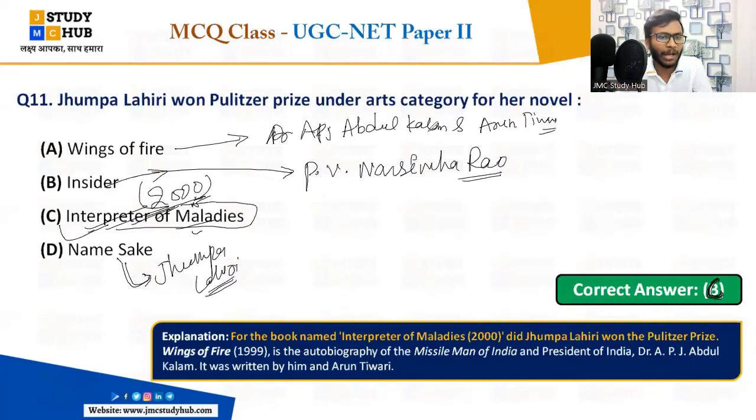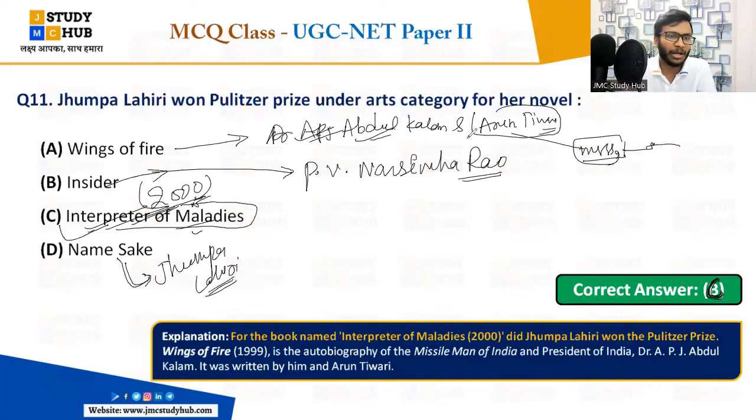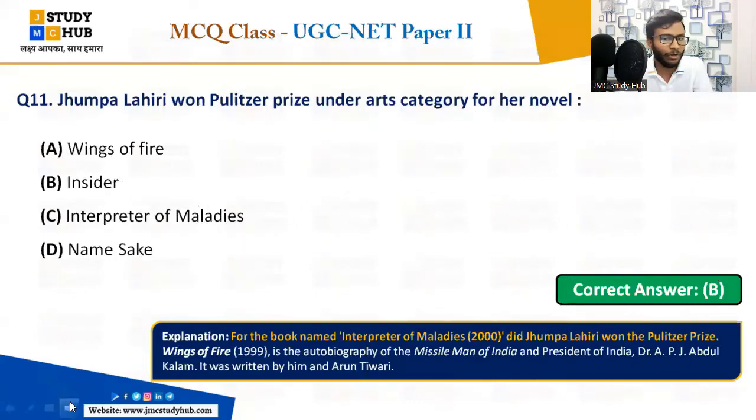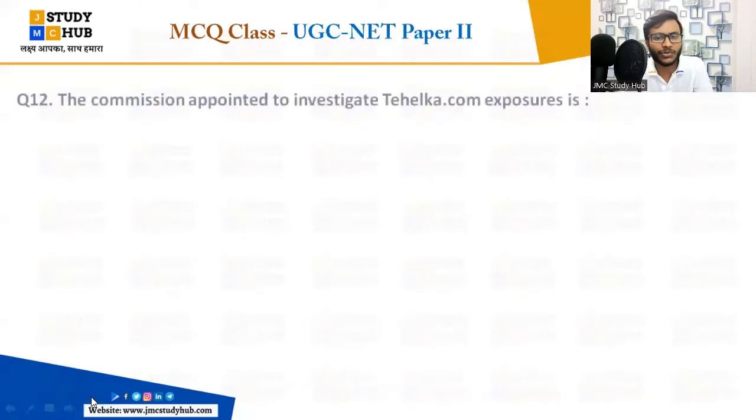It is the biography of the Missile Man, Abdul Kalam, and Arun Tiwari is also a missile scientist, as well as a professor and an author. Please understand and remember: Abdul Kalam wrote Wings of Fire, PV Narasimha Rao wrote Insider, and Jhumpa Lahiri wrote Interpreter of Maladies and Namesake. Is it all clear to you? Jaldi se batayenge. Now moving towards question number 12.